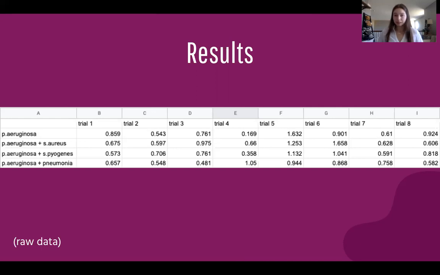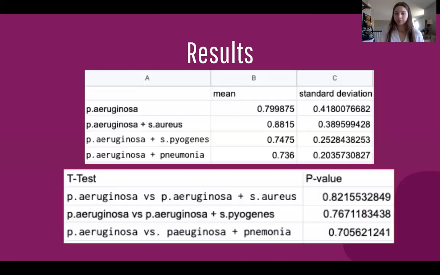Now there are many reasons why that could happen, but we don't know for sure. But it is good to note that bacteria didn't grow as much as they did in the earlier trials.